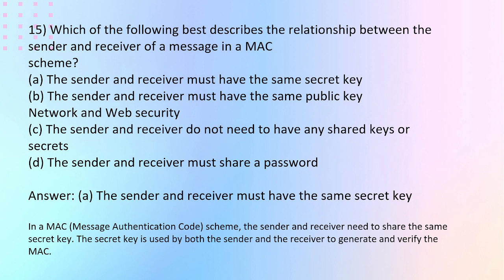Next, which of the following best describes the relationship between the sender and receiver of a message in a MAC scheme? And the answer is the sender and receiver must have the same secret key, because in a MAC scheme the sender and receiver need to share the same secret key. The secret key is used by both the sender and receiver to generate and verify the MAC.